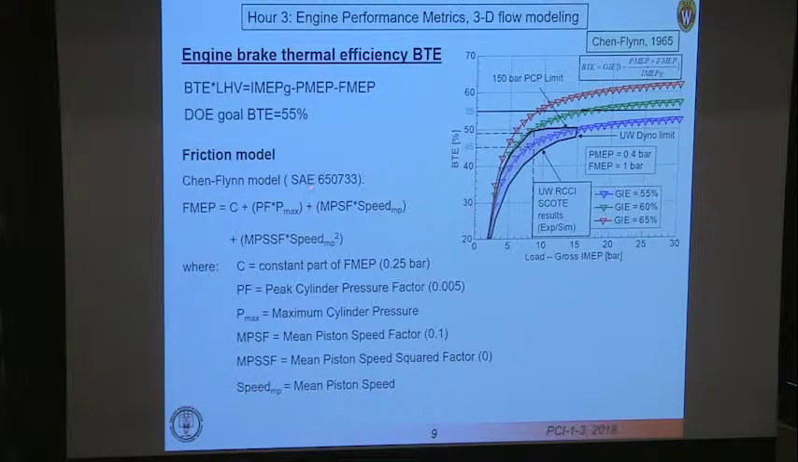Friction. Okay, this is another aspect here, assumed to be 1 bar in doing these calculations. Typically, in the models, you use what's called the Chen-Flynn model, which essentially says the friction mean effective pressure depends on the pressure in the combustion chamber, the maximum pressure in the combustion chamber, peak cylinder pressure, the engine speed, and a squared piston speed term. So friction goes up with the square of the speed of the engine.